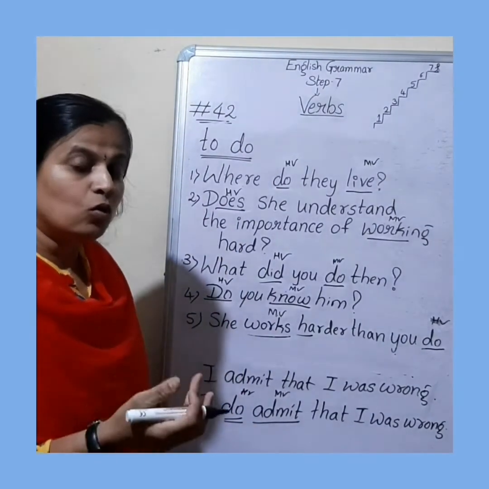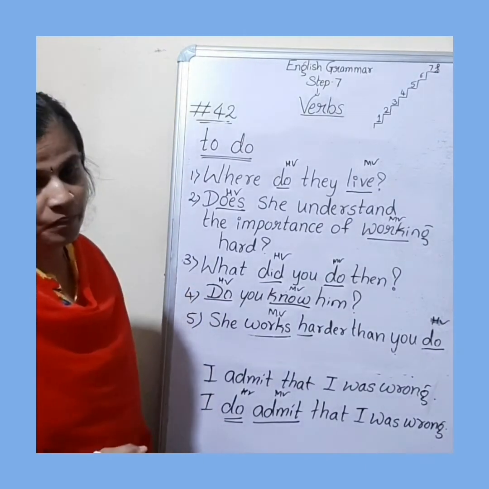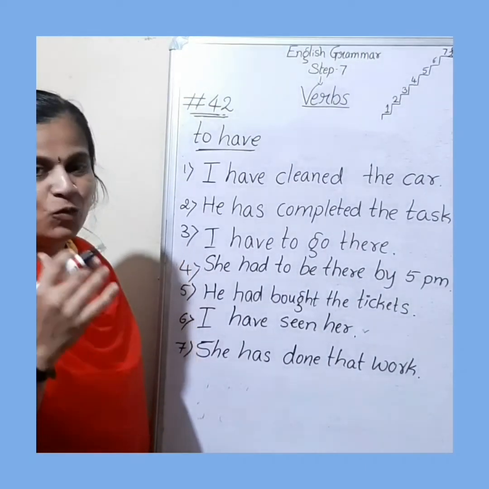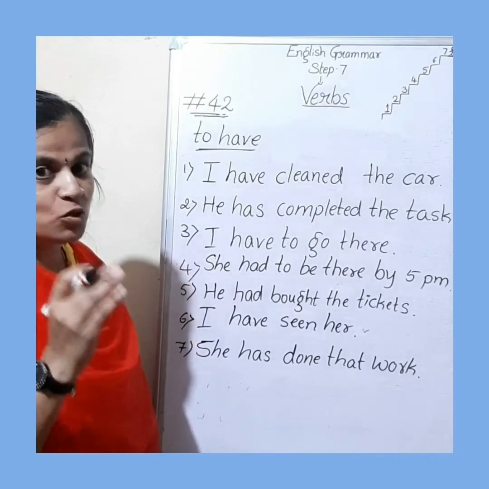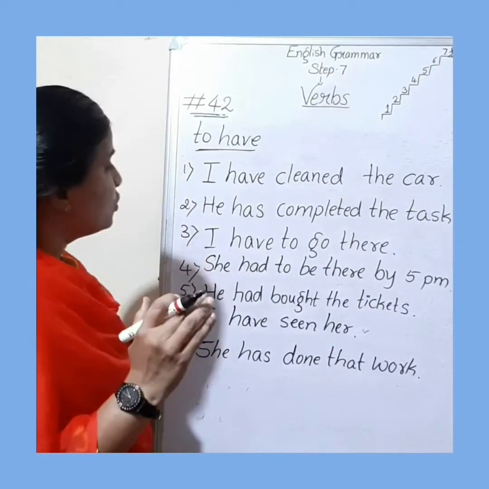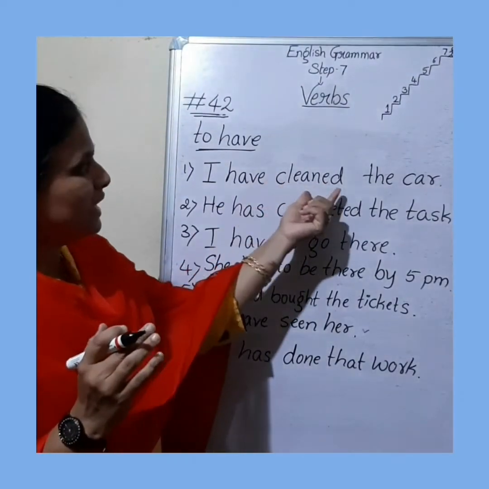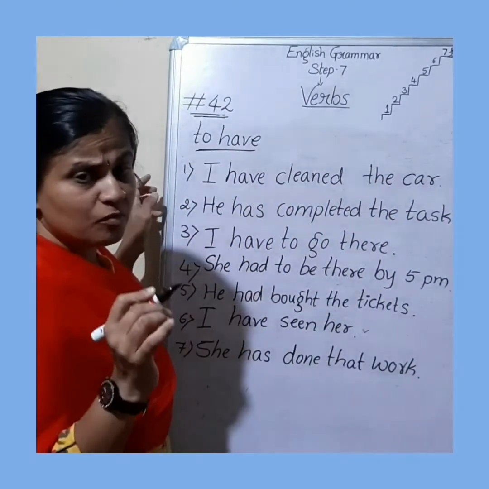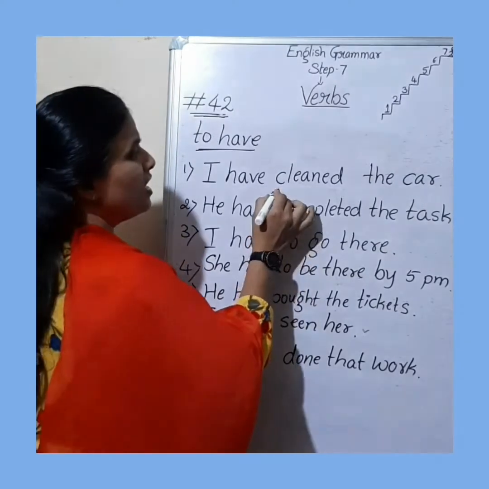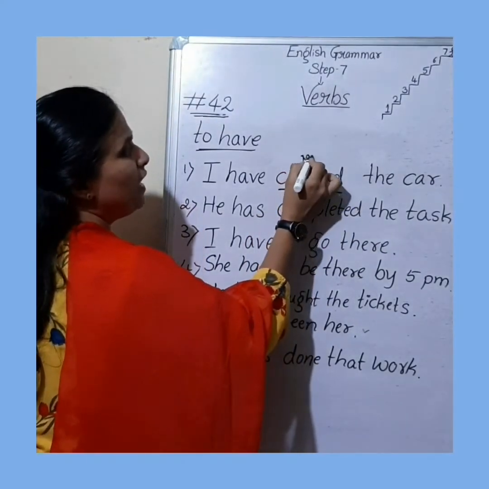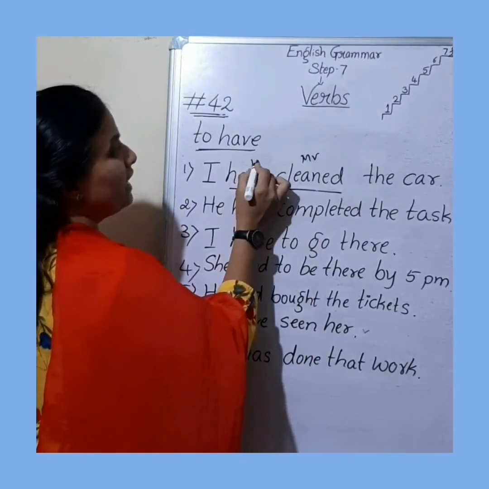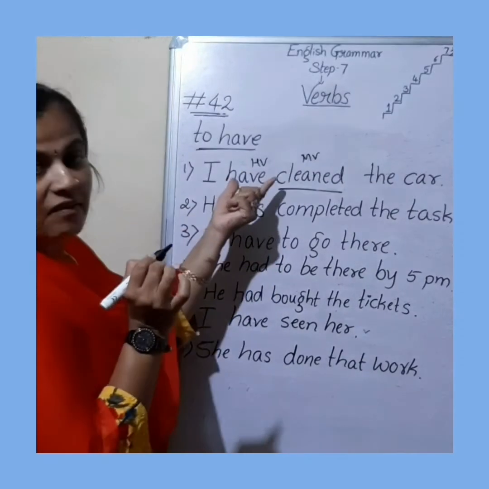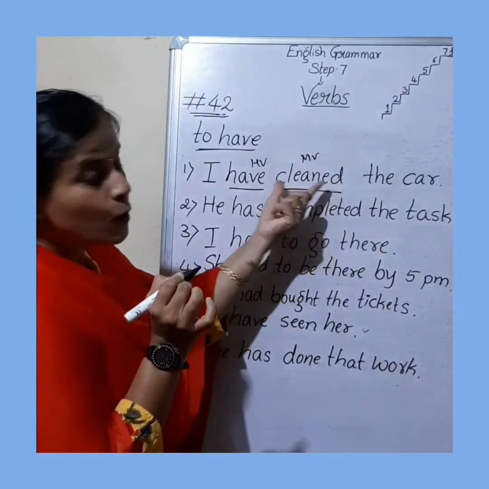Let's have now to have form. Now let's have primary auxiliary verbs to have forms. Okay, so I have cleaned the car. You can just have a look over here. You can now tell which is the main verb in this sentence. Yes, you are right, that is cleaned, main verb. This have is acting as helping verb. Okay, this have is helping verb in this sentence and this is main verb.